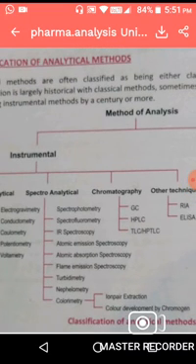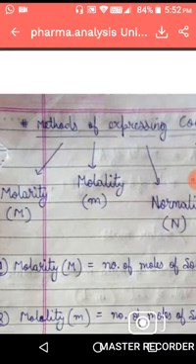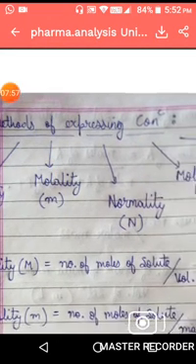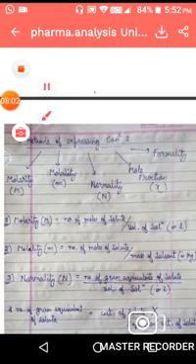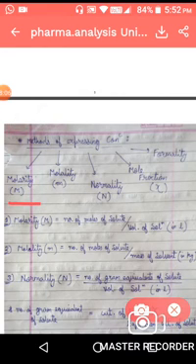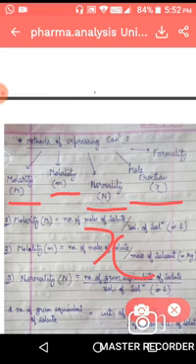So now we are done with methods of analysis. Now we will move to methods of expressing concentration, okay. Here are five methods, as you can see on this screen. First is molarity, which is represented with capital M. Second is molality, represented with small m. Normality with capital N. Mole fraction with chi, and formality, okay.